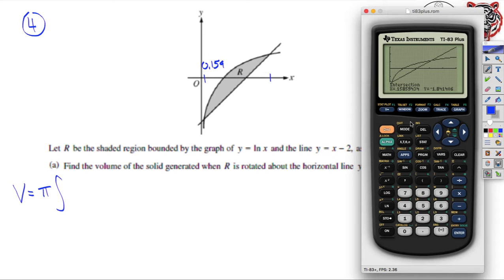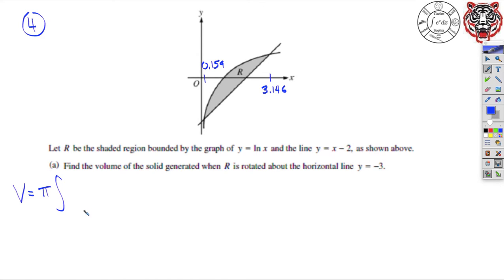0.159, and that second one, I do the same thing: second trace, intersect, enter, my guess is around 3. Around there. 3.14619. So it's not exactly pi, but it's pretty close to pi, actually. I thought it was pi at first glance, but it's 3.146. All right, that means our integral, coming back here, is going to be the integral between 0.159 and 3.146. And let's set up our parenthesis.